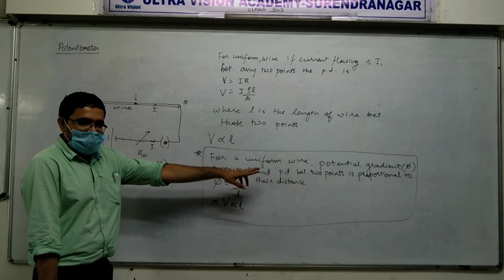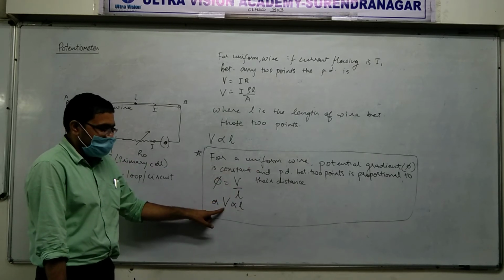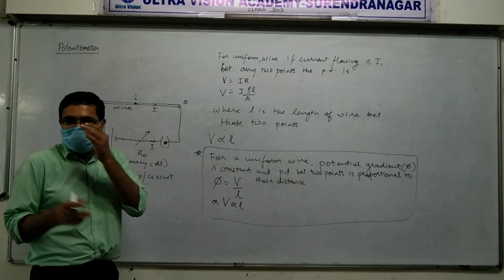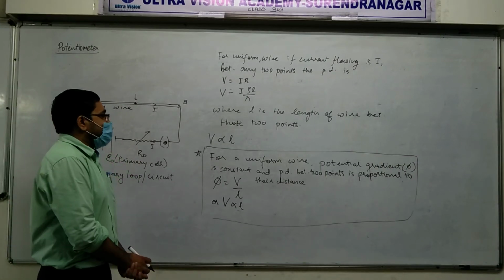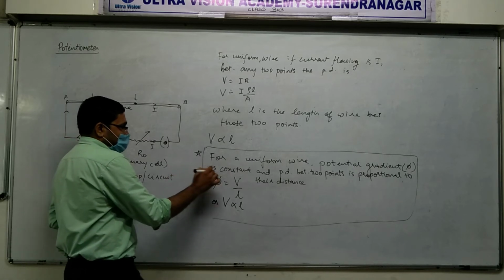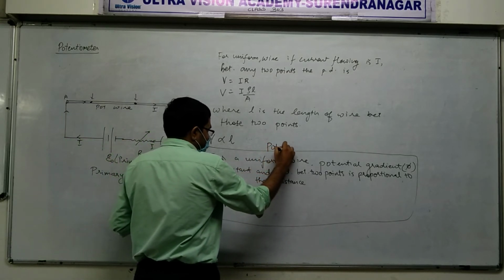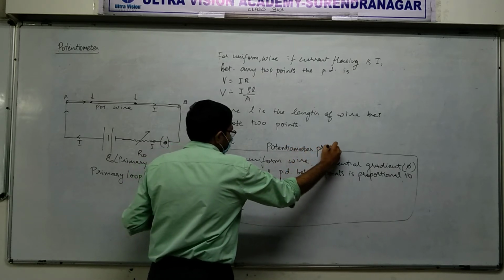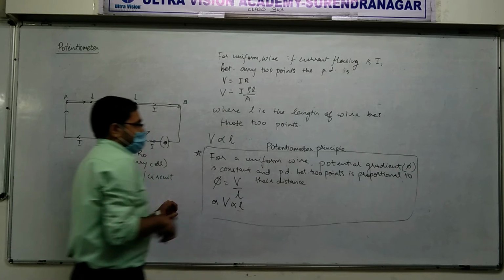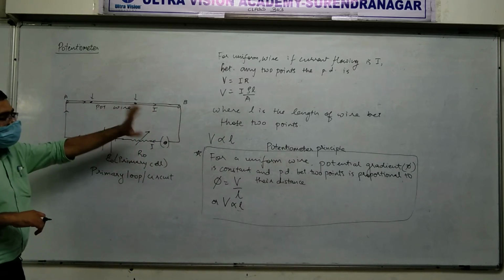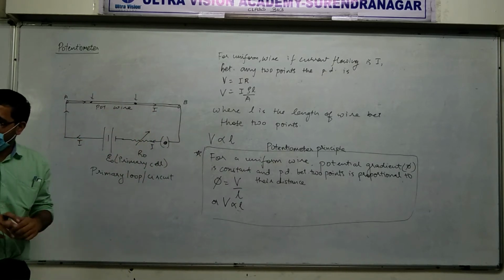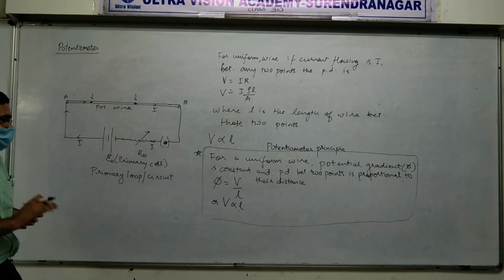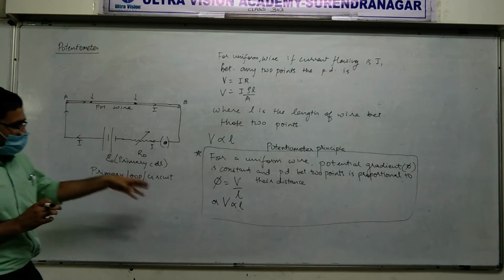Potential difference between 2 points, that is voltage V, is proportional to their distance, right, or to the distance between them. This box that we have written, this whole thing is called potentiometer principle, the principle of potentiometer. This sentence is what is used everywhere in potentiometer. All the logic comes from this.